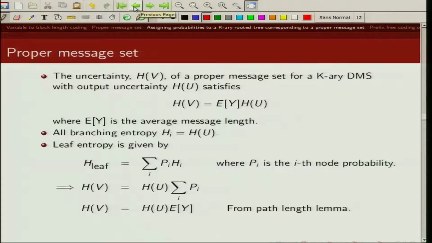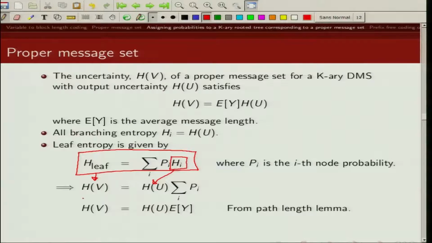Okay. Now we know how the branching entropy is related to the leaf entropy. This lemma we have proved earlier, that leaf entropy is given by summation of Pi Hi, where Pi is the probability of the ith node. Now we know that leaf entropy, leaves corresponds to V, so leaf entropy is H of V. We know the branching entropy Hi is independent of i, it's always equal to H of U, so I can take that out.